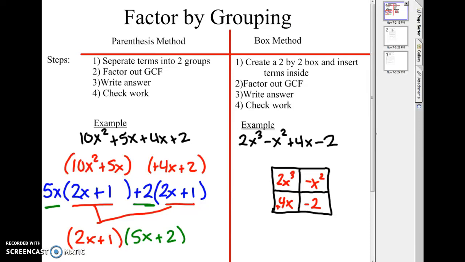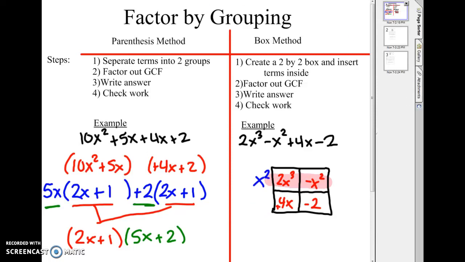All right, now what I get to do is I'm actually going to look at one row or column at a time. So I'm going to look at this row right here. And I'm going to do the same thing. I've got to find the GCF. So what do these things have in common? Well, the only thing they have in common is an x. And particularly, I can take out an x squared from both of these. So I put an x squared on the outside.